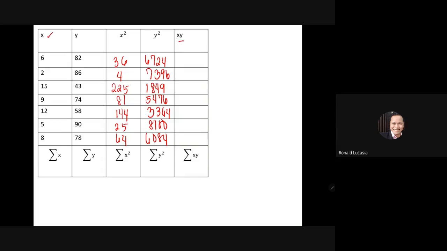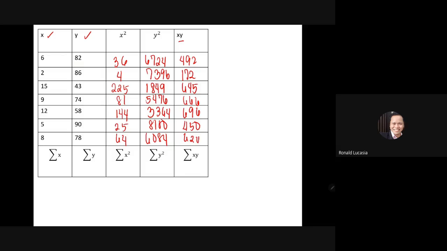The last column will be to multiply xy. This one, you multiply it, so that's 6 times 82, that's 492. 2 times 86, that's 172. 15 times 43, that's 645. 9 times 74, that is equal to 666. 12 times 58, that is equal to 696. 5 times 90, that's 450. And then 8 times 78, that is 628.